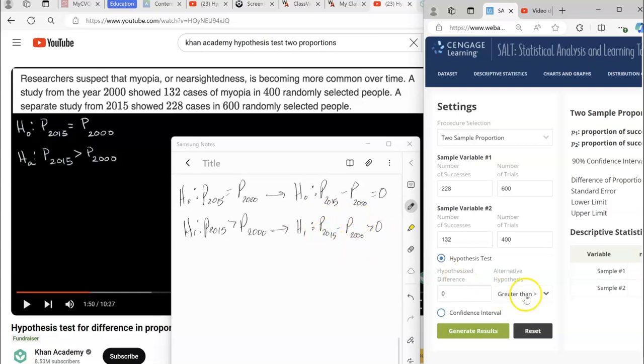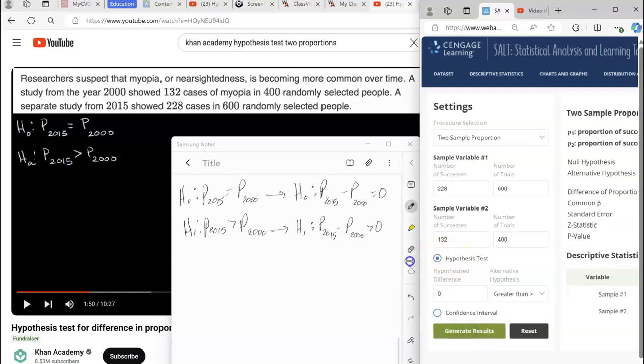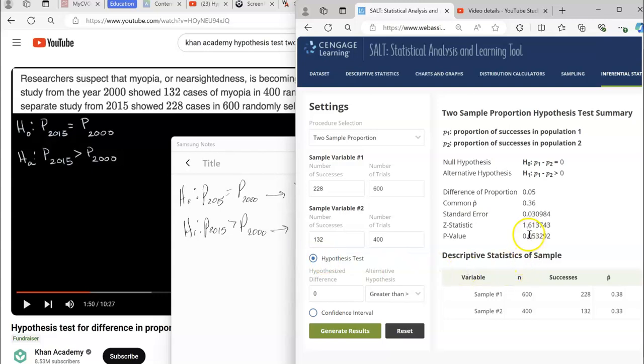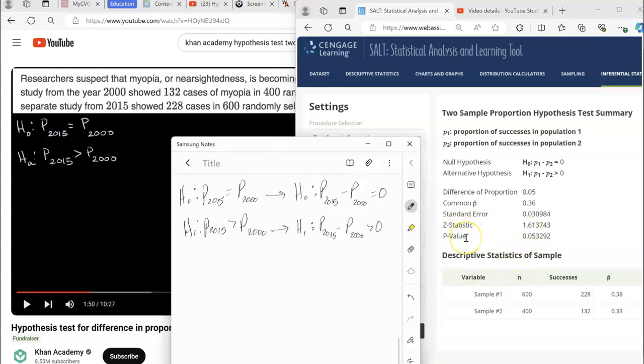We're going to use this to help us figure out what to choose here. We're going to generate the results. So you can see that our z-test statistic is 1.61. And that's the same thing that they got in the Khan Academy video using the formulas. And the formulas, as we get more advanced, are just not going to be as nice. And then the p-value is going to be 0.0533. So then our next step would be to compare P to alpha.